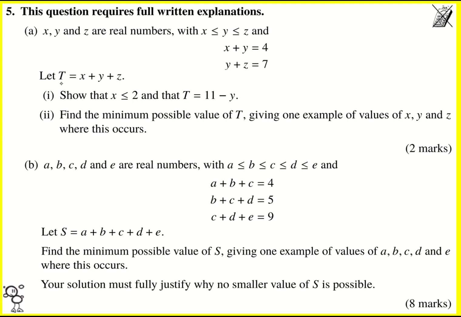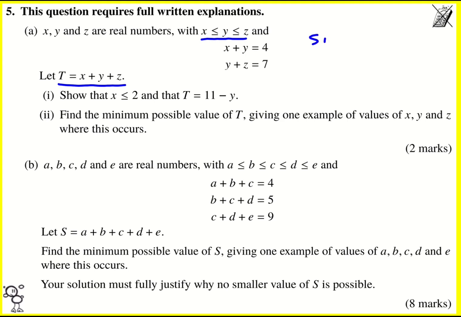What we're interested in is the total of x, y, and z, and then subsequently to find the minimum possible value of this total. So right, here we go. This little bit up here is absolutely crucial: x is less than or equal to y, which is less than or equal to z.